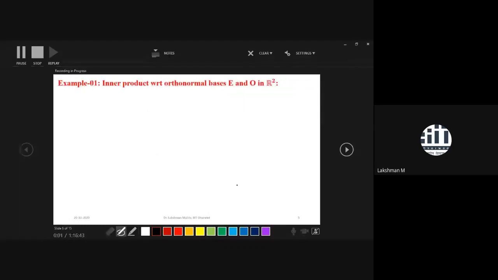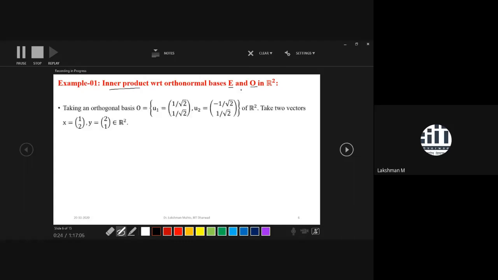Okay, I have taken a few examples here. You can look into R2. In R2, we find the inner product of two given vectors. To find an inner product, you need two vectors. So you will find the inner product with respect to both bases. The first basis is the standard basis E, the second basis is an orthonormal basis U. Here we consider this orthonormal basis, having first basis element 1 by root 2, 1 by root 2, and second one minus 1 by root 2, 1 by root 2.